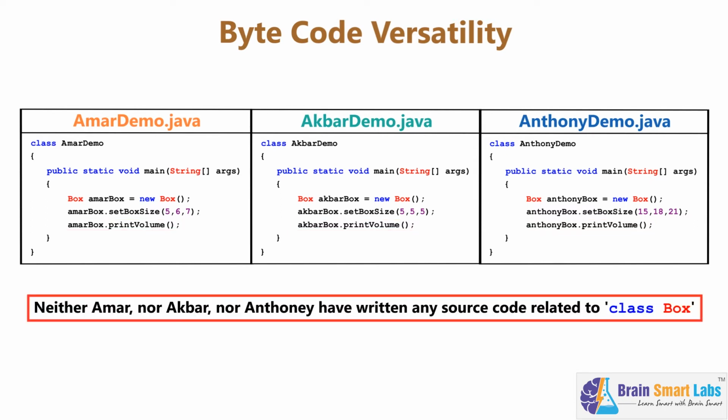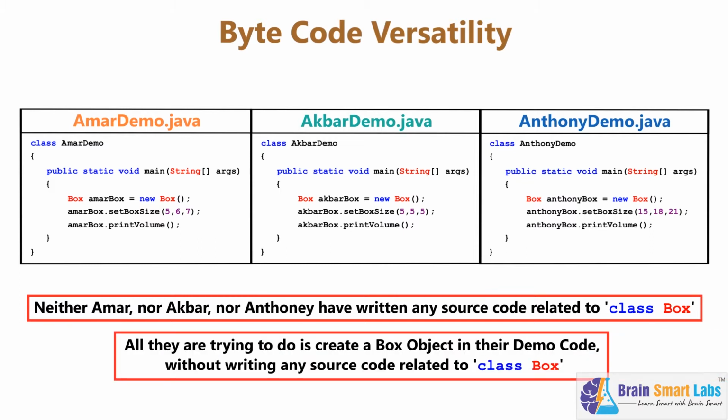Please note, neither Amar nor Akbar nor Anthony have declared or written any source code in their file related to class box. All they are trying to do is create a box object in their demo code using the existing box.class file. That's it. Now all three are thinking if they compile the program, they will get an error as they have not declared any class here by name class box in their respective source code.